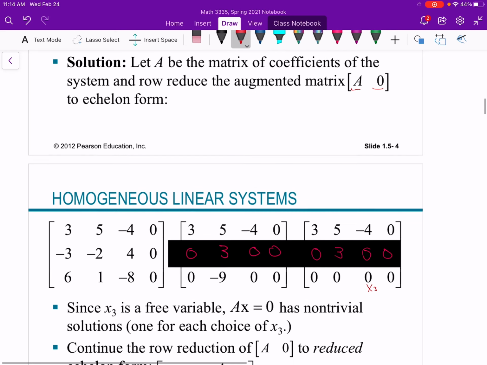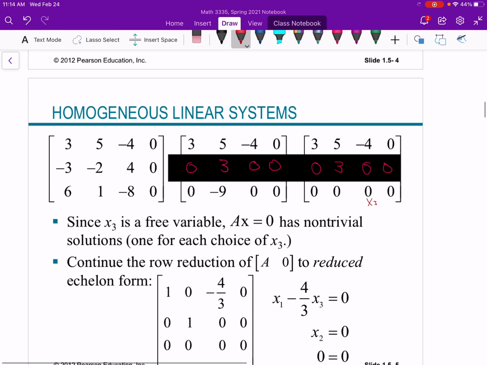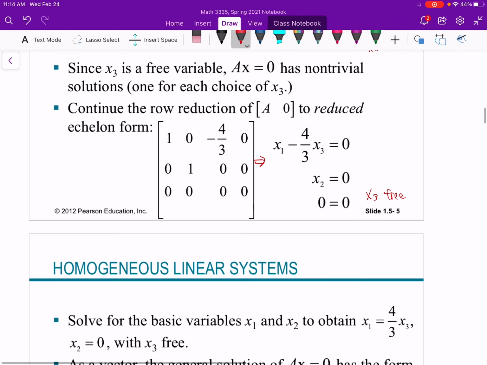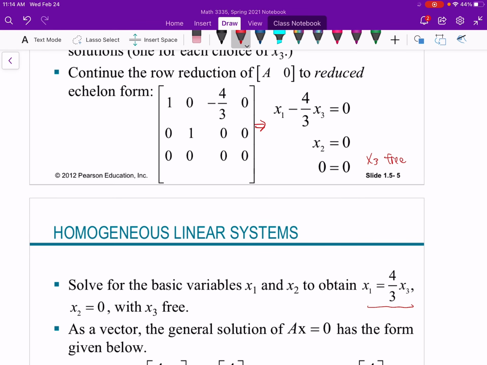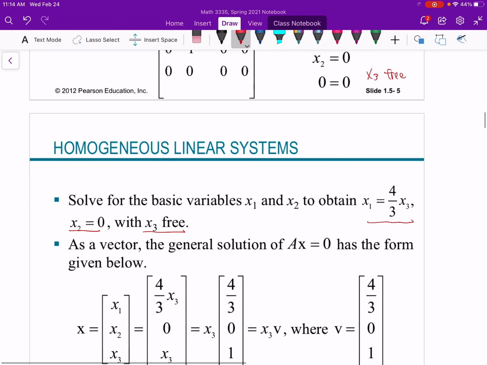Continuing the row reductions into reduced echelon form, we get this. The left-hand side translates into the right-hand side. The zero row means x3 is free, x2 equals 0, and x1 is in terms of x3. We write it down this way: x1 equals 4/3 x3, x2 equals 0, x3 is free. So we can write down (x1, x2, x3) as something like this.